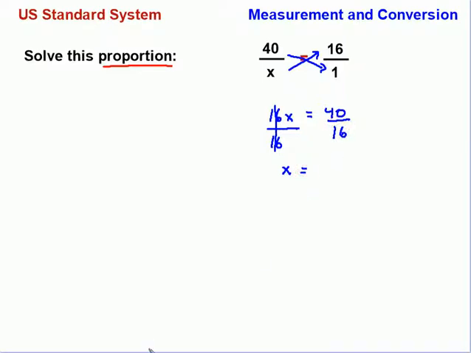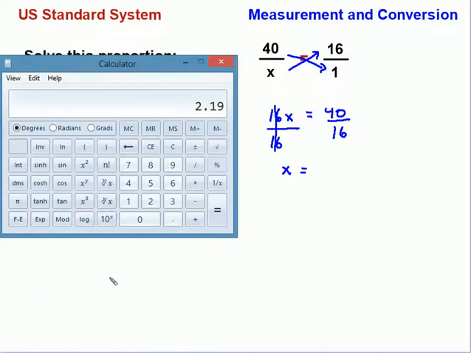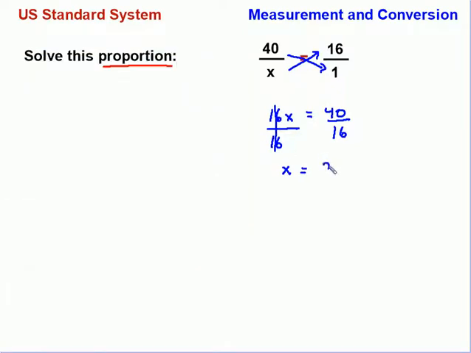Now, you're going to want to get out your calculator because it's just easier that way. 40 divided by 16 is equal to 2.5. We could have worked that out. It wouldn't have been too much trouble, but we can just work it out like that. 2.5. So we know that x up here is going to be equal to 2.5.